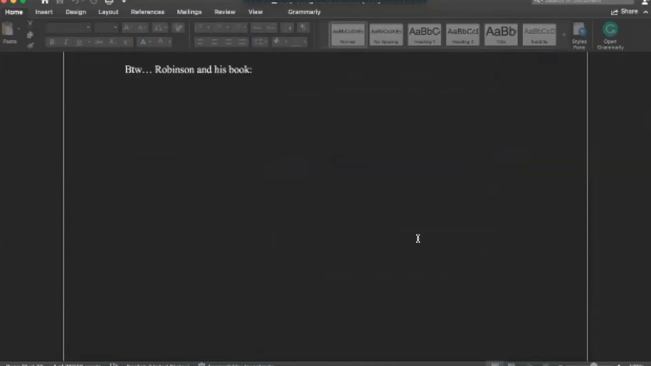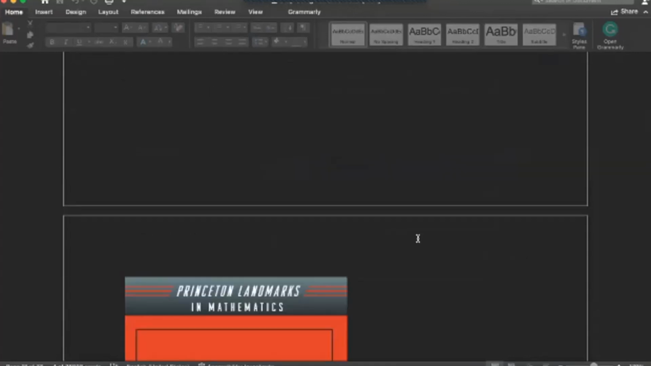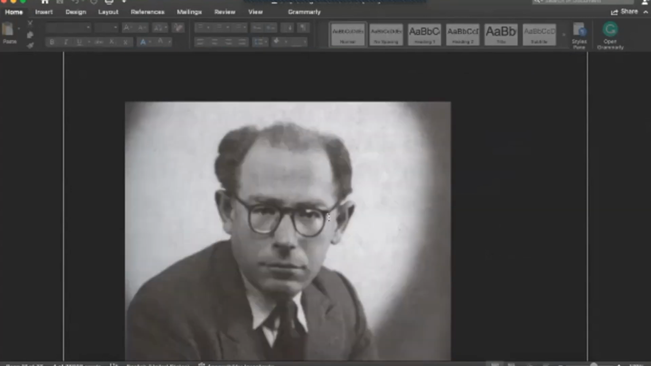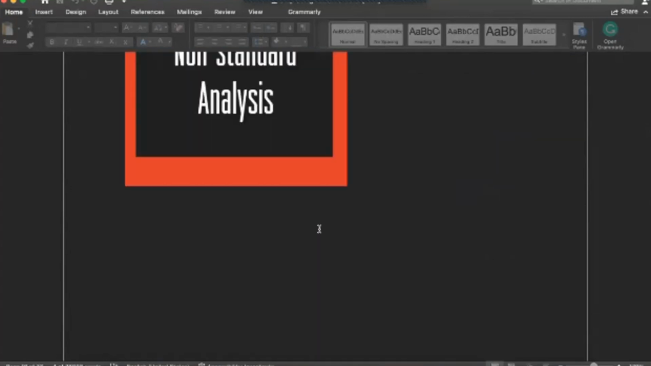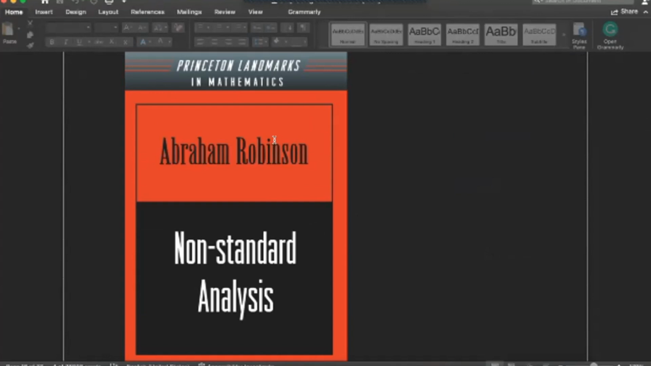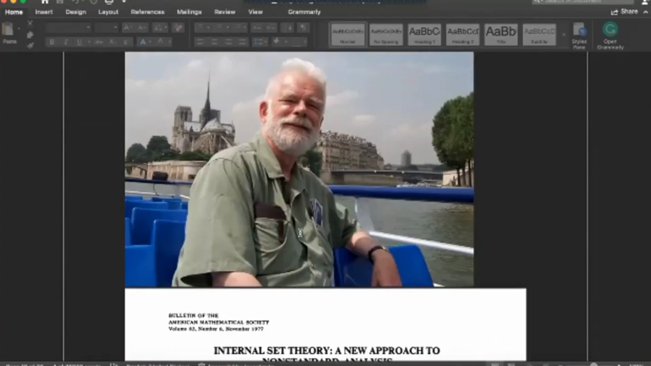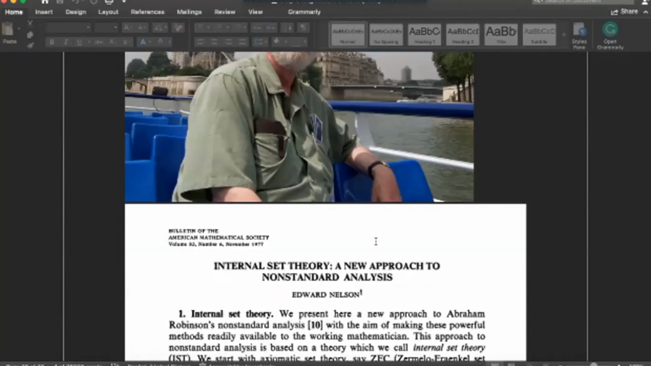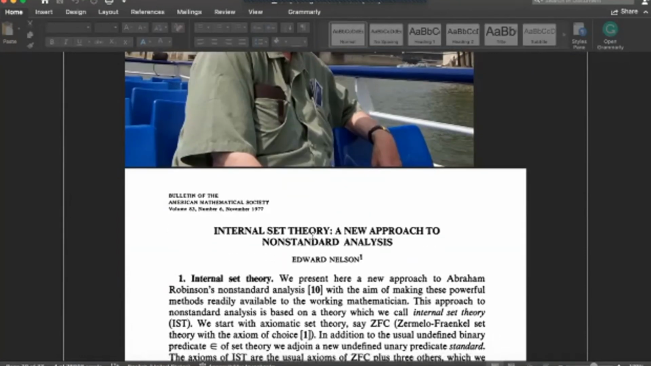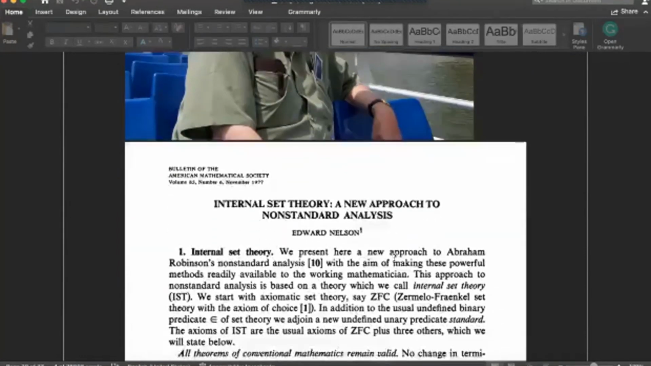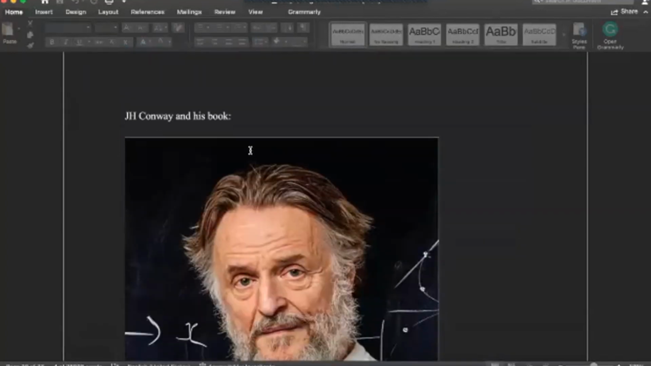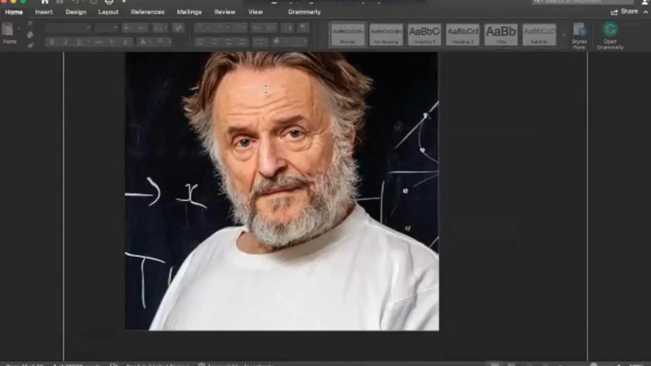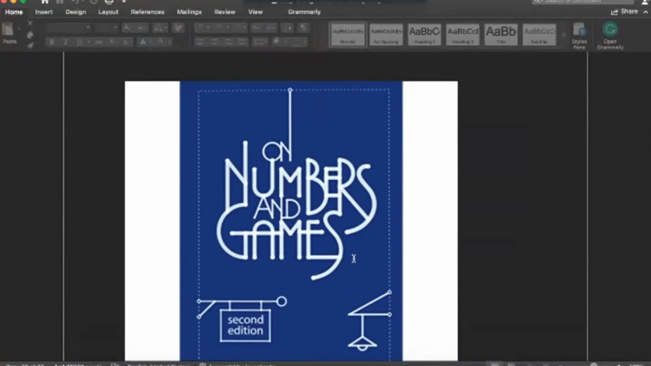It utterly fails. By the way, I just want to put some of these things on your radar. Here is Robinson himself, right? This is Robinson. Yes, indeed. And then here's his book that Graham Oppy is referring to. Here is Nelson, right here. It looks like he's on a little ferry or something. And then here's the paper that Graham Oppy is referring to, Internal Set Theory: A New Approach to Non-Standard Analysis. And then finally, here is J.H. Conway. He's an absolute genius, by the way. And here is his book on numbers and games.